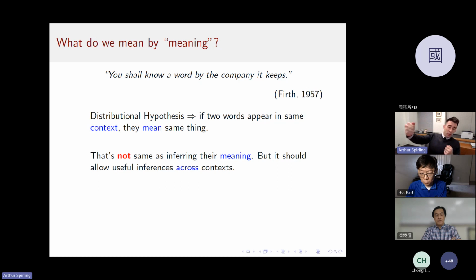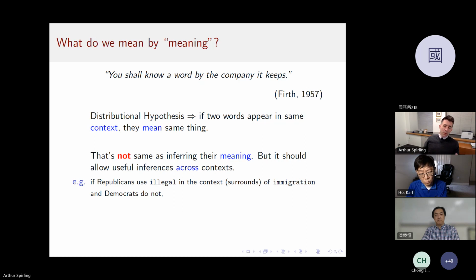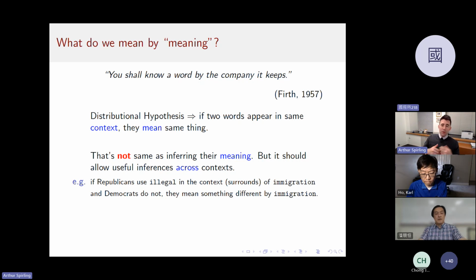So let's compare Republicans to Democrats. Let's compare men to women. Let's compare people who are rich versus people who are poor, and so on and so forth. For example, we might observe that Republicans use the term illegal in the context of, and here we might mean very literally, the surrounding words around immigration. Maybe Republicans use illegal in that context, Democrats do not.